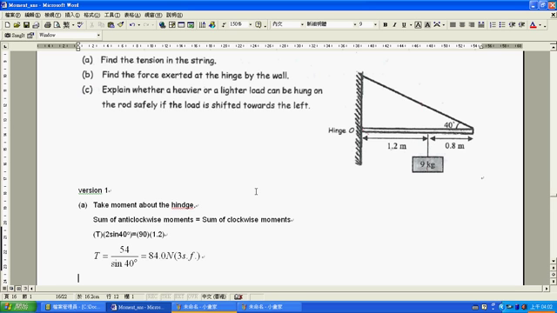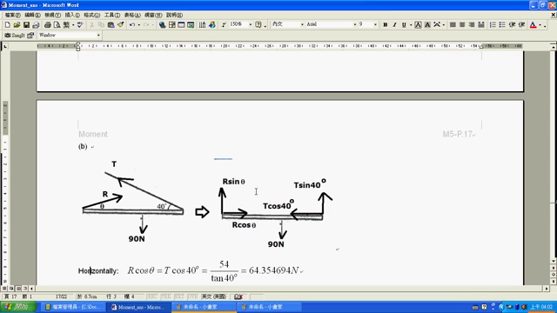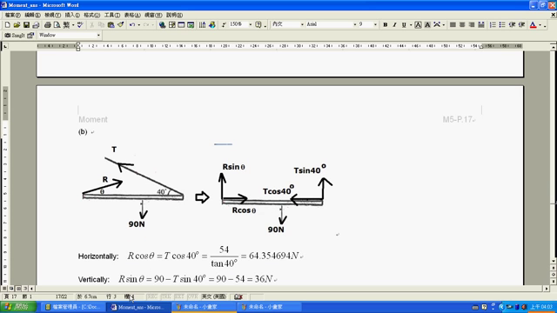Okay, in part B, the force exerted at the hinge by the wall. So let's look at part B. Now we resolve the hinge force into two components. One is the horizontal component, R cosine theta. The other is R sine theta. And then the tension can be resolved into two components, T times sine 40 degrees and T times cosine 40 degrees. So horizontally, R cosine theta is equal to T cosine 40 degrees.